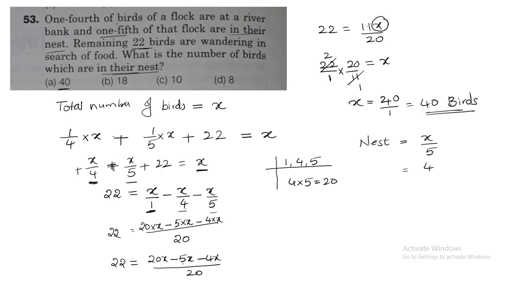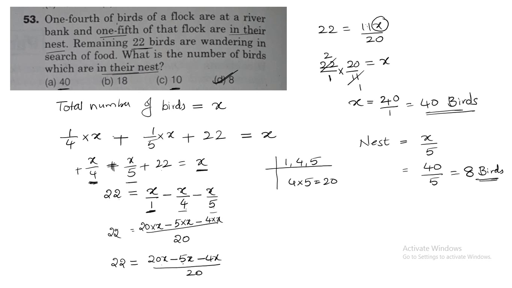So here x is 40 divided by 5, which is equal to 8 birds. Understood? So the answer is 8, not 40. If he asks about the river bank, then what would you have done? We would have done 40 by 4, which is nothing but 10. So all the answers are given in the options, but you need to be careful and choose the answer.